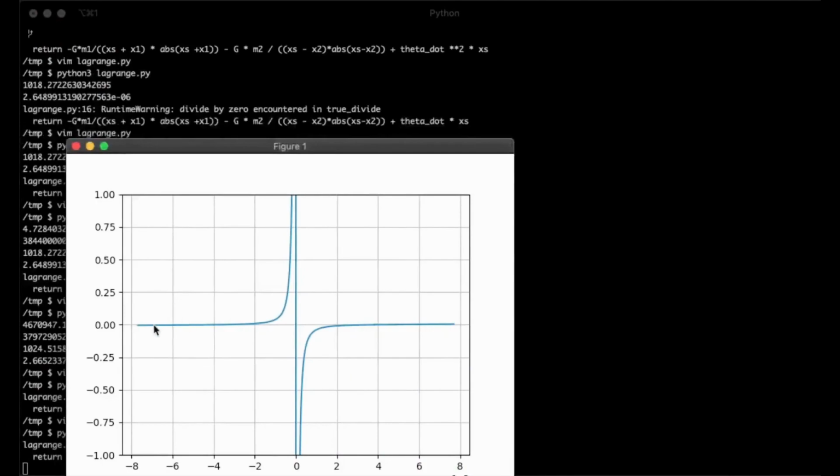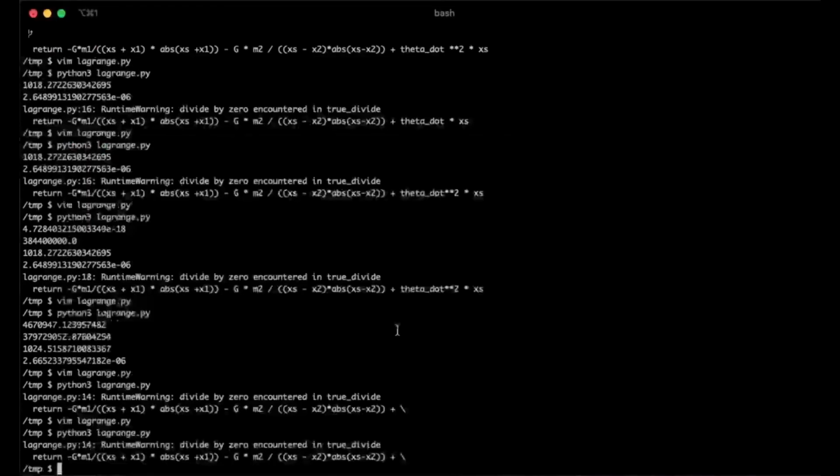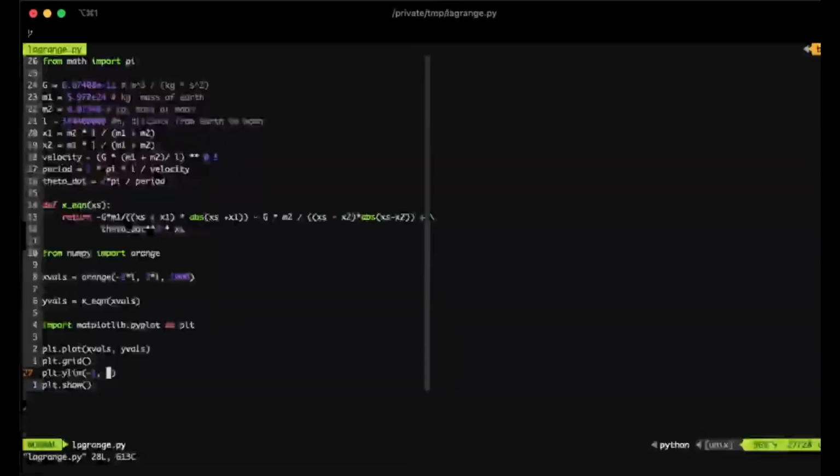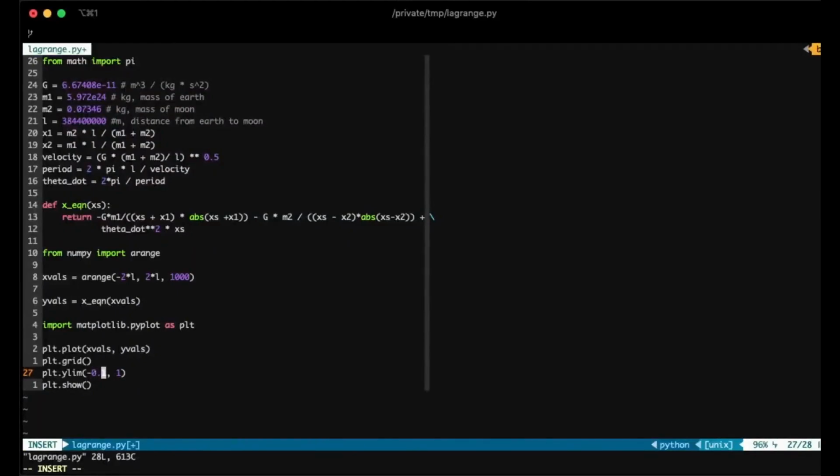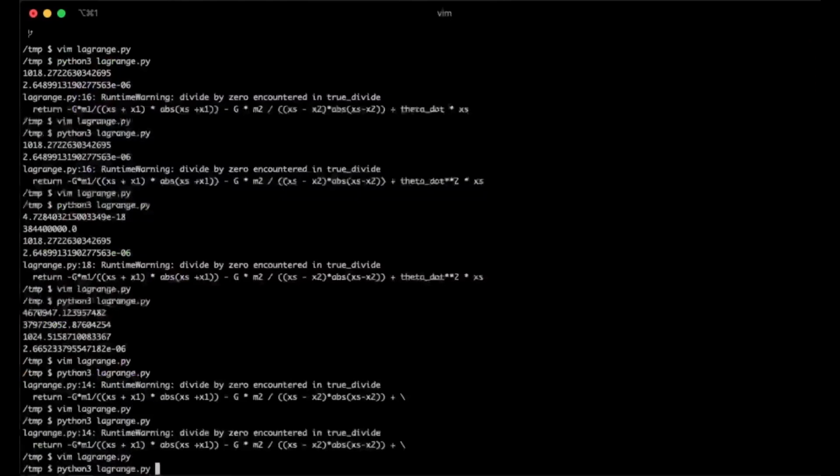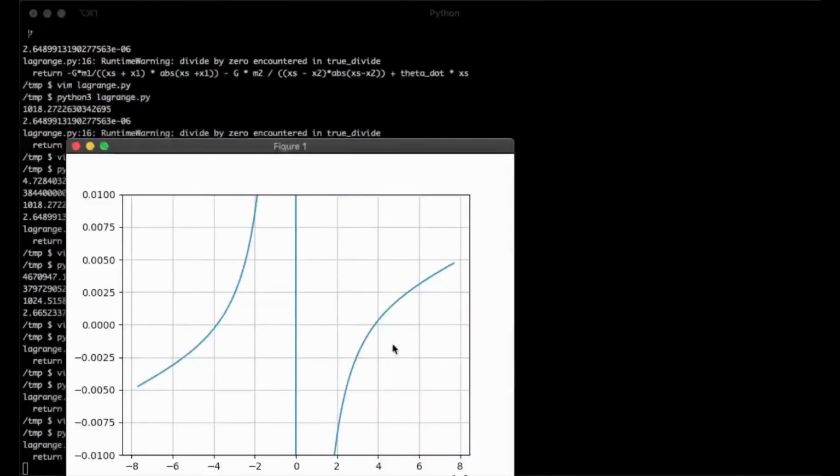That's interesting. It looks like our equation is a bit incorrect. Let's take a look here. Okay, so now we're seeing the zero crossings. There's one here, and only one here, and it's a little odd.